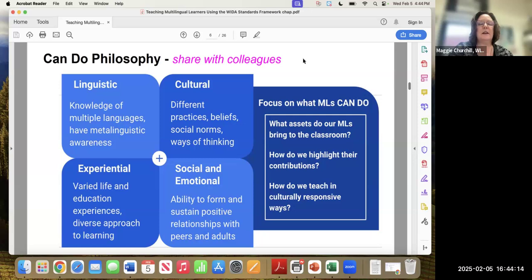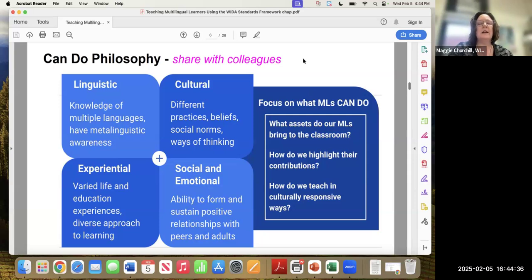And also the fact that they have varied social and emotional relationships. They typically have a wider range of relationships with older adults, or more adults than maybe their typical peers might. And so they already have this knowledge that they come with, right? These are already things that they can do. These are the assets that they bring to our schools and our communities.